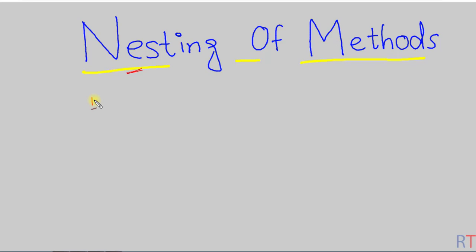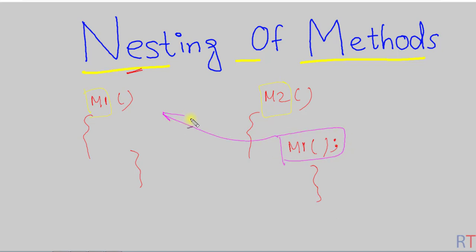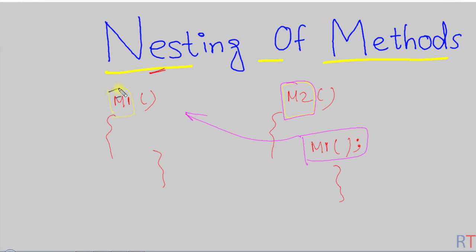Like in example, if we have one method called m1 and we have another method called m2, then we can call the method m1 from inside m2. So here we are calling the method m1 from inside the method m2, and that is possible in Java. The only condition is both of the methods have to be inside the same class. So here the methods m1 and m2 are inside the class called x.